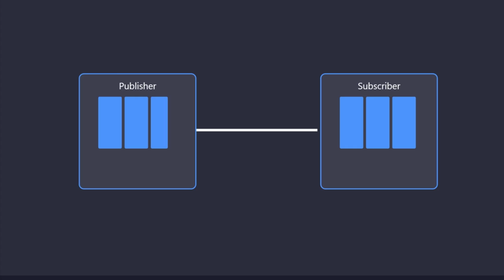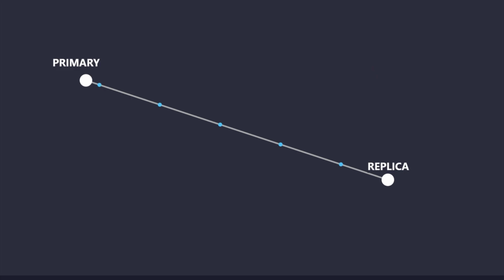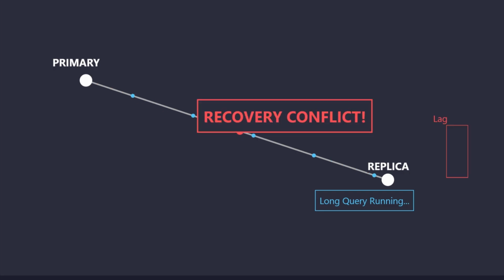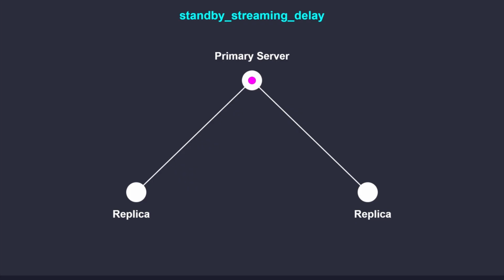If you use logical replication, be aware that schema changes are not automatically propagated to subscribers. You must coordinate the column drop across your entire infrastructure to prevent replication breaks. Physical streaming replicas will experience a recovery conflict if they are running long queries when the drop command arrives. This can lead to increased replication lag and standby disconnection.